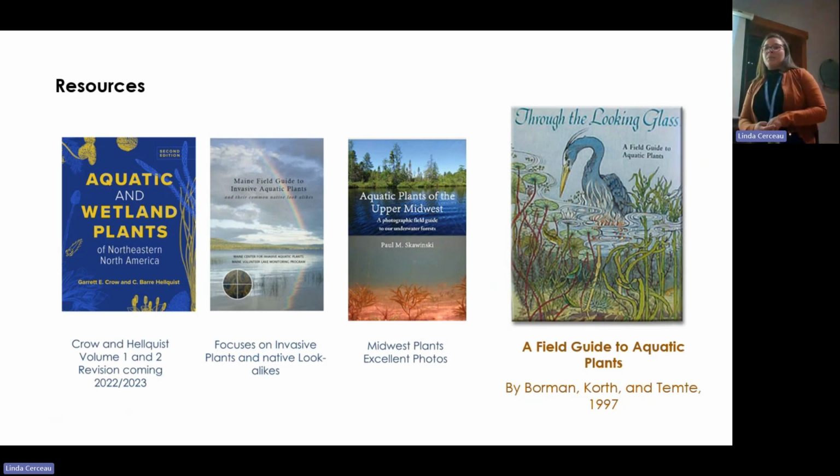And then we have Through the Looking Glass here. This is also kind of my go-to book. We have a copy of that on the table over there. That one has really great line drawings, very great descriptions, especially when you're first starting out as a beginner for aquatic plant identification as well.